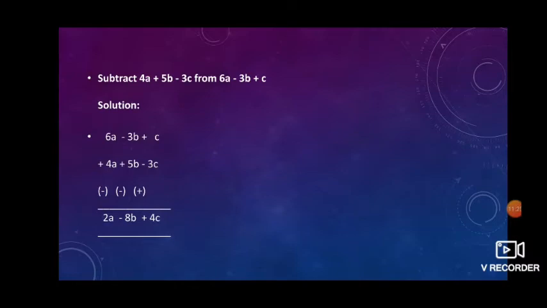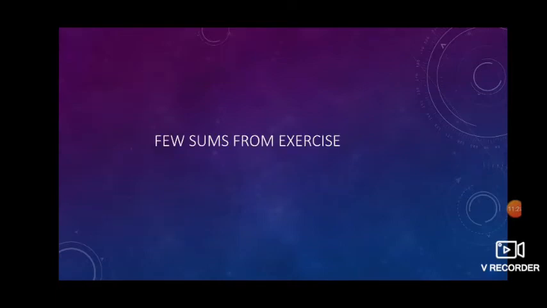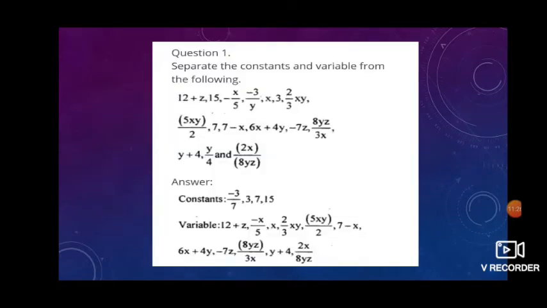Next, a few sums from the exercise I did, we will go through that, children. Question number 1. Separate the constants and variables from the following. Here they have given so many terms and expressions. From that we have to separate constants and variables. If we see the first one, 12 plus z. Here 12 is a constant and z is a variable. But whenever the z value changes, automatically the 12 plus z value will also change. So it will come under the variable. Next one is 15.